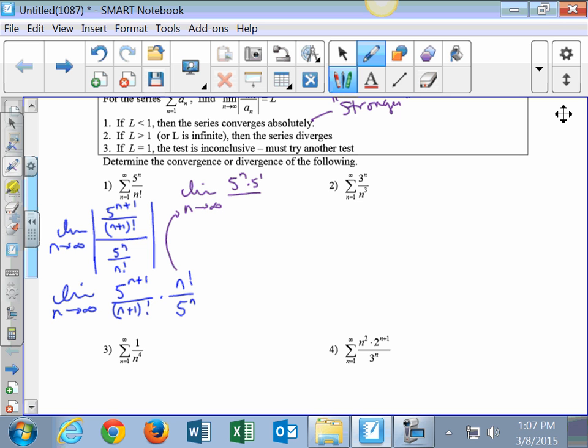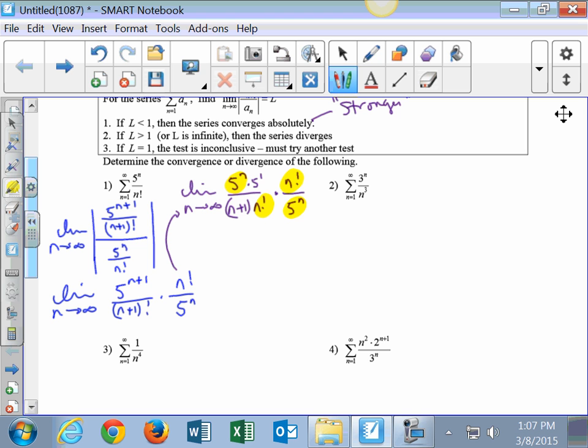Down in the denominator, when I have my n plus 1 factorial, isn't that the same as n plus 1 times, and I'll subtract 1 from that, that would be n factorial. And then I multiply that by n factorial all over 5 to the n. Well, I can see that this 5 to the n is going to cancel out with that 5 to the n, and that n factorial will cancel out with that n factorial.